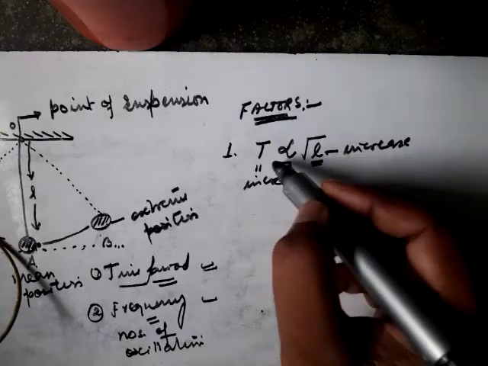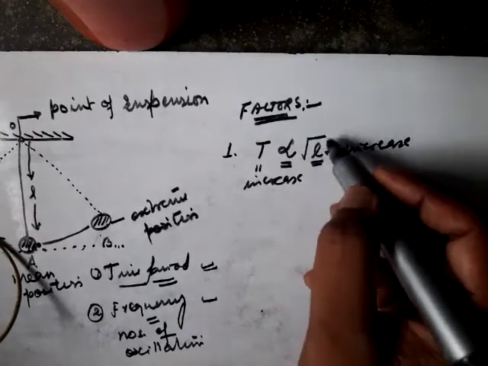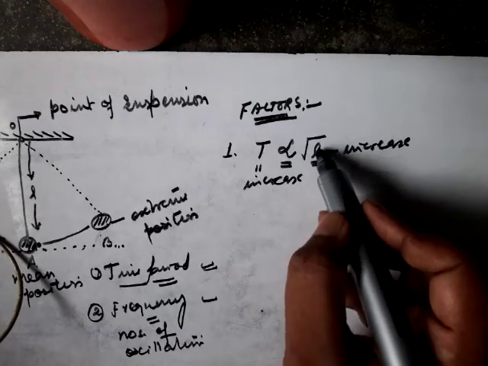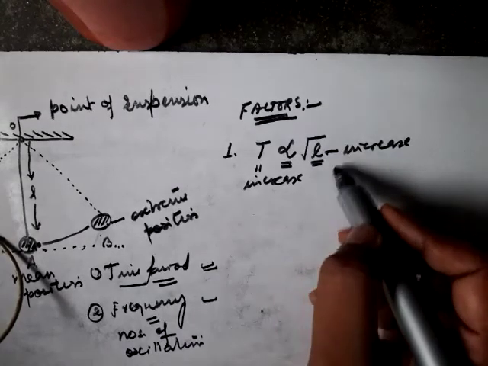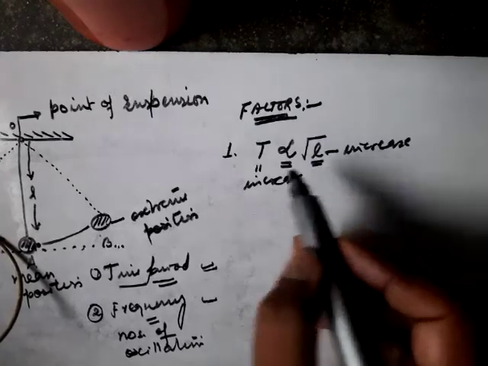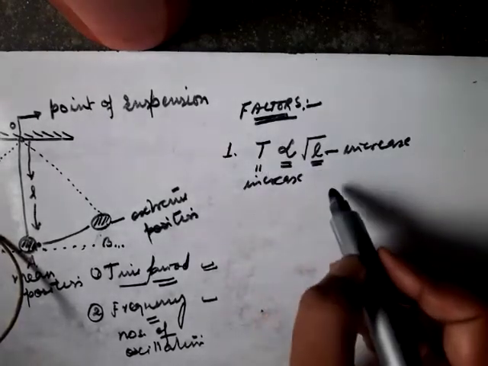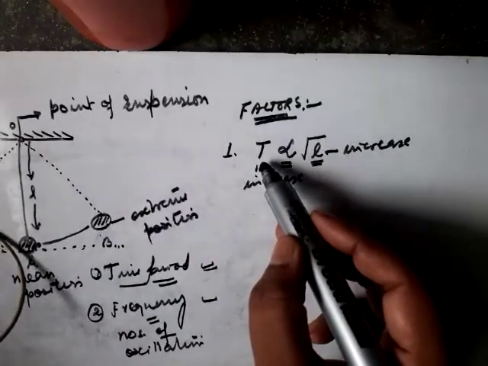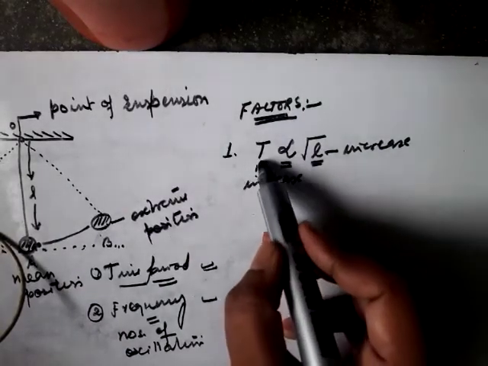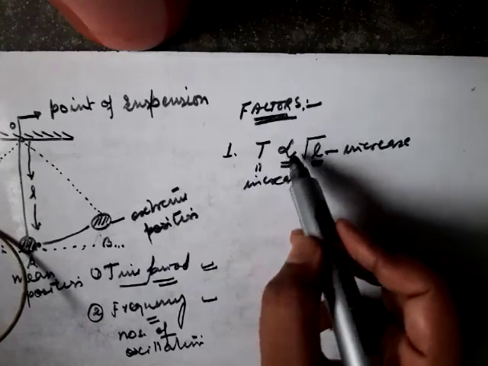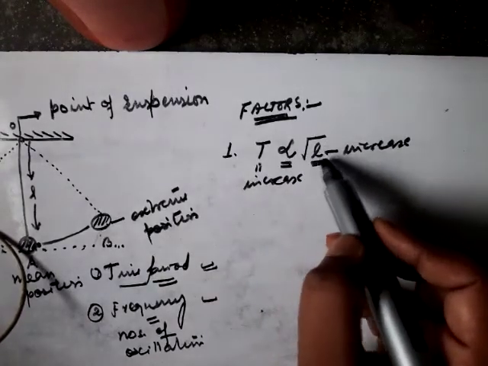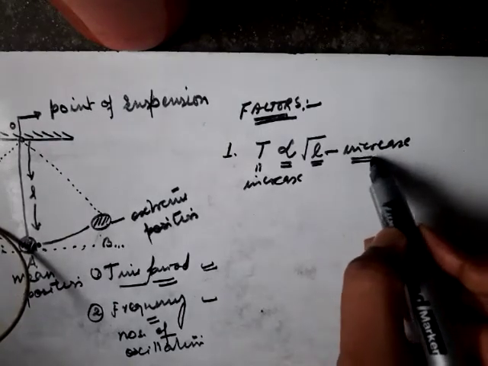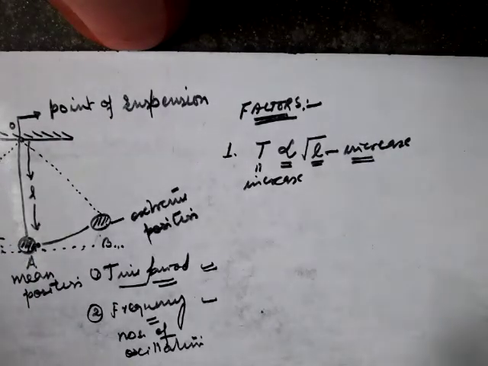If the time period increases with the square root of length, suppose the effective length is 4 centimeter, then what will be the square root of 4? It will be 2. So the time period increases at the rate of 2. With this relation the time period increases. This means the time period of any simple pendulum is directly proportional to the square root of effective length. This is the first condition that arises from the experiments.